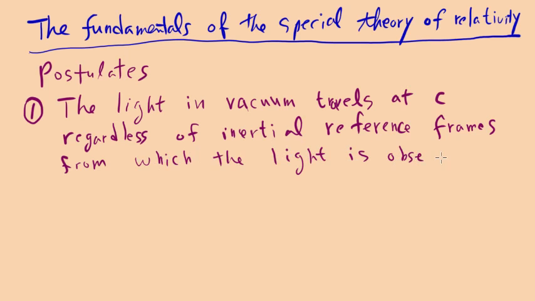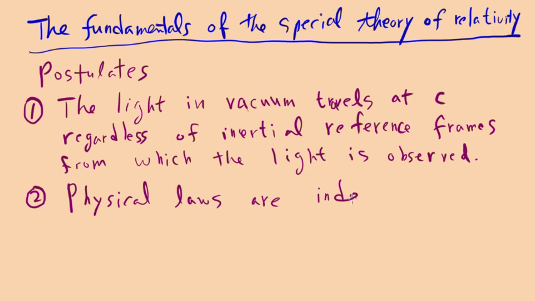Okay, so this is a very mysterious fact about light, but we know this to be true from a lot of experimentation, and this is just how it is. Light in vacuum travels at the speed of light c, regardless of how you observe it. And the second postulate is of a more general kind. What it says is that physical laws are independent of inertial reference frames.